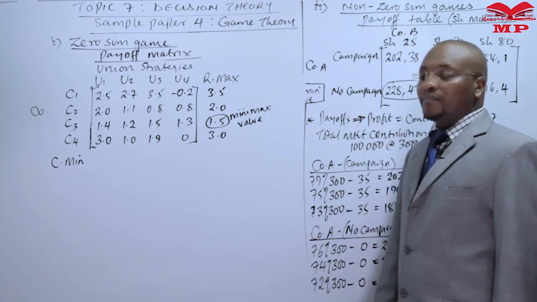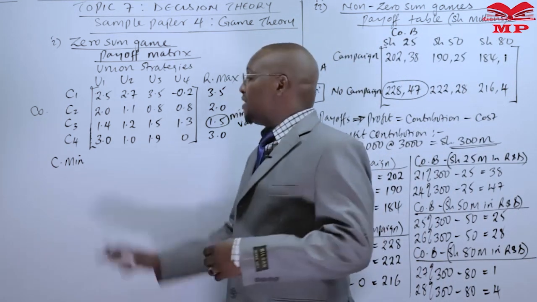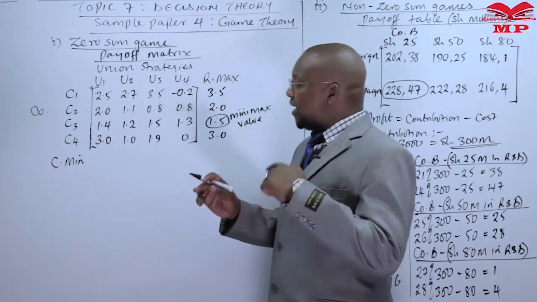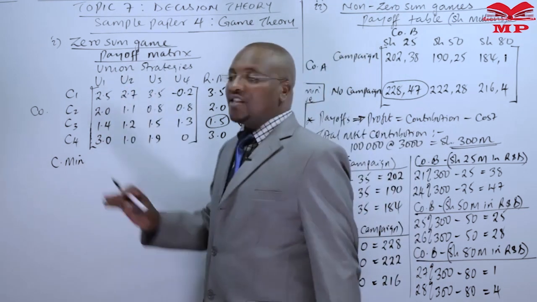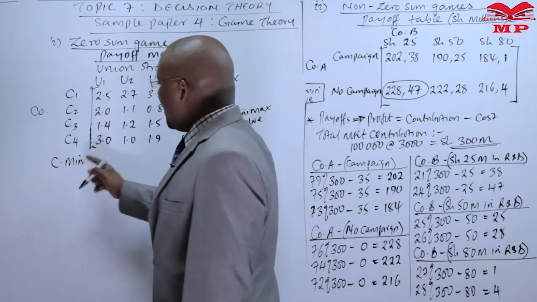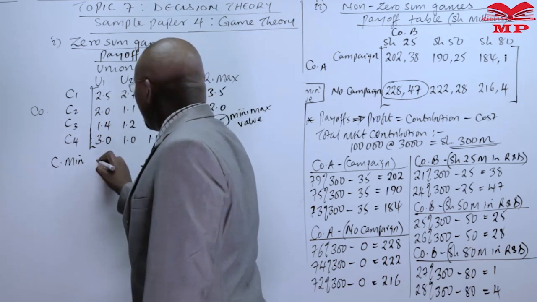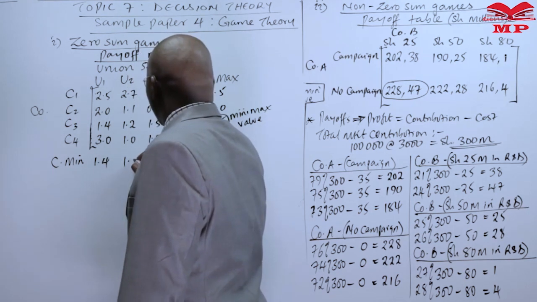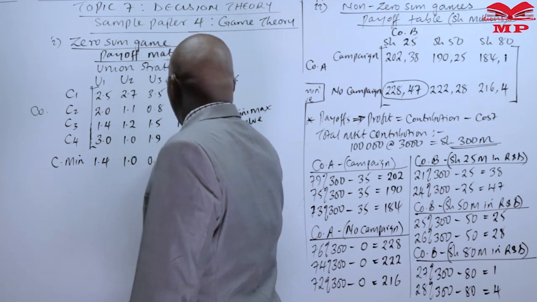That's the minimax. Then we come to the union. The union is benefiting when there's a positive. So their worst is the negatives, or the worst is the smallest positive. That's why I'm recording here the column minimum. The worst that the union can get is an increment of 1.4. The worst here is an increment of 1.0. The worst is an increment of 0.8.